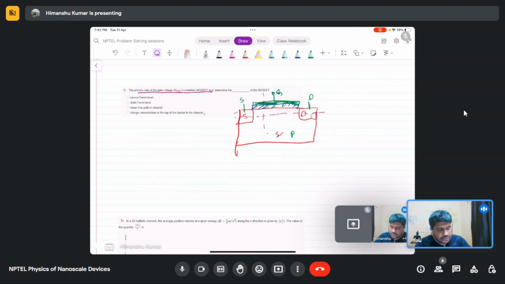Yeah, so I am drawing this source drain band diagram here. If we draw the band diagram across this source channel drain, it will look like this: in the source, the Fermi level will be closer to the conduction band, and this will be like this.